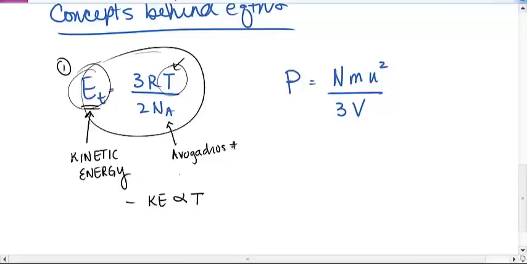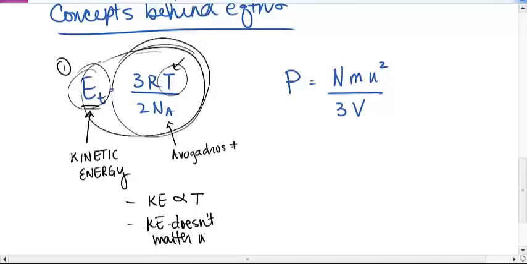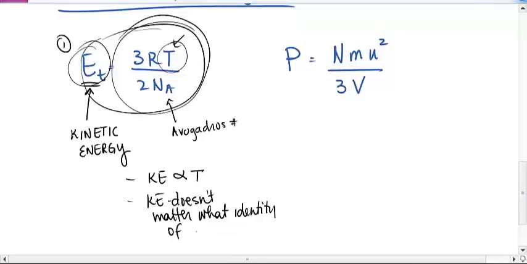Great. But here's what I want you to notice. Nowhere in here does it care what the molar mass of the gas is or anything. So in other words, for kinetic energy, it doesn't matter what the identity of your gas is. It just simply matters what the temperature is. That's what I really want you to get out of that equation. R, of course, is the gas law constant, and 3/2 is a constant. All right, let's look at the second equation that's given.